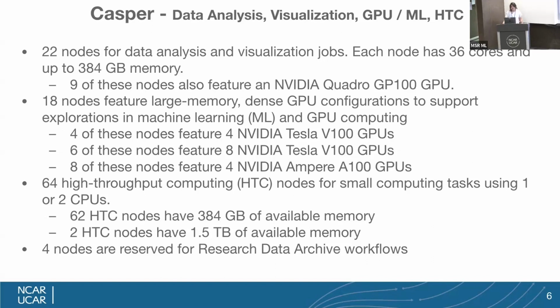Next, we have 64 high throughput computing nodes, HTC. These are for smaller computing tasks, again for those single core tasks I was telling you all about. So if you have a bunch of those that you want to throw into one big system, pump them in there, that's a great place to do it.